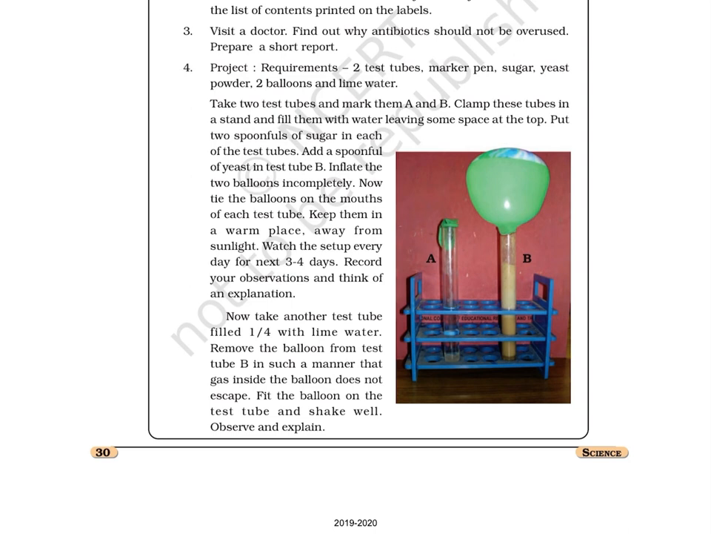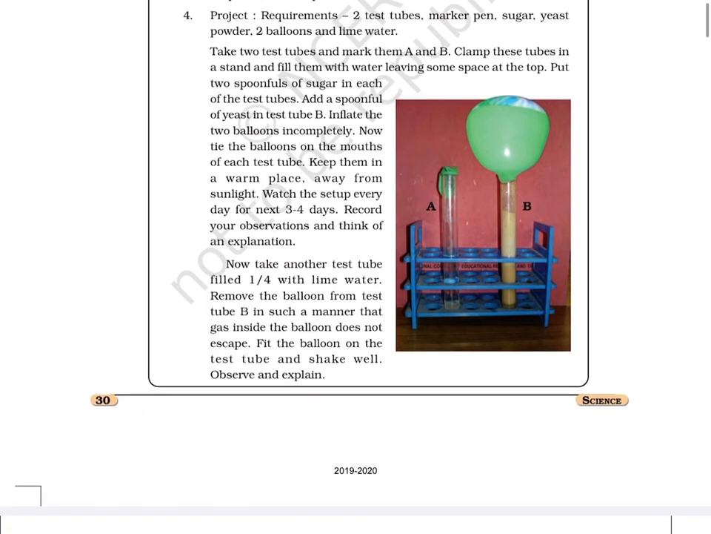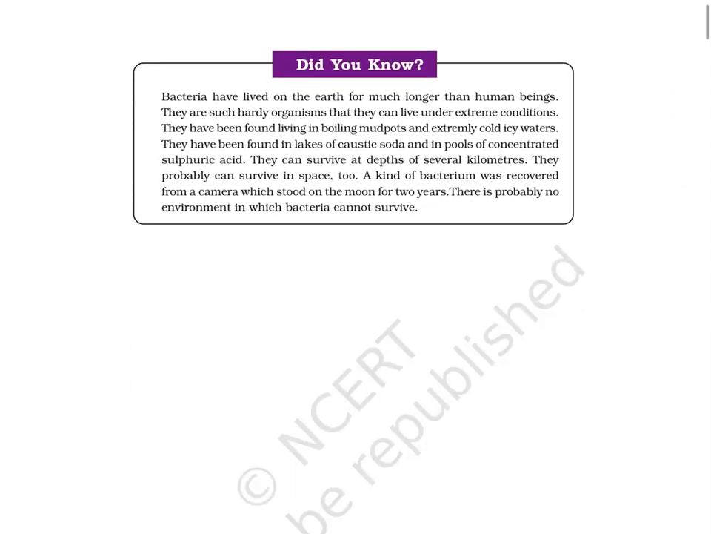Keep them in a warm place away from sunlight. Watch the setup every day for the next 3-4 days. Record your observations and think of an explanation. Now, take another test tube filled 1/4 with lime water. Remove the balloon from test tube B in such a manner that gas inside the balloon does not escape. Fit the balloon on the test tube and shake well. Observe and explain.